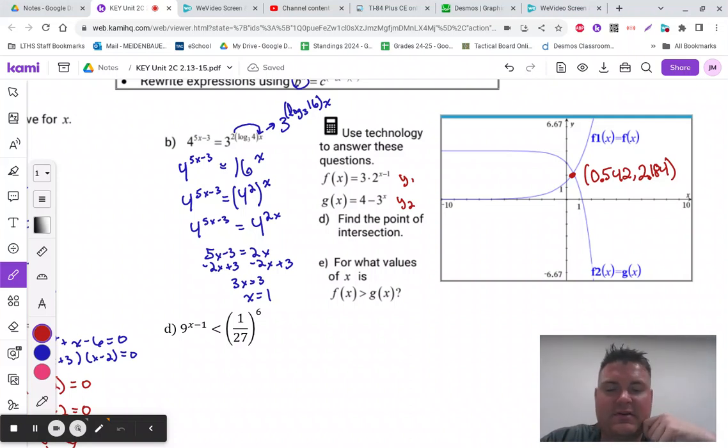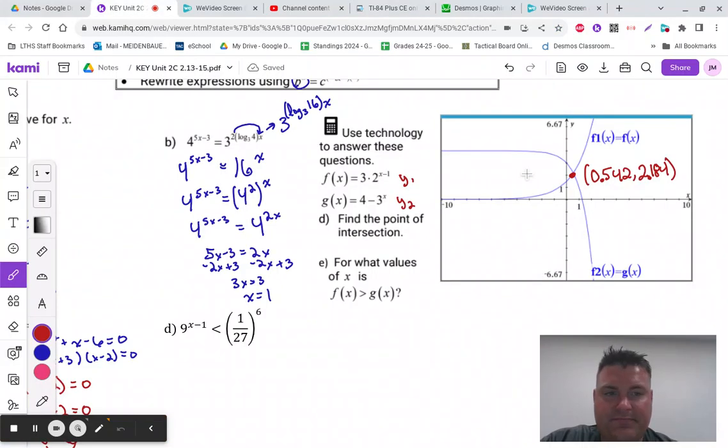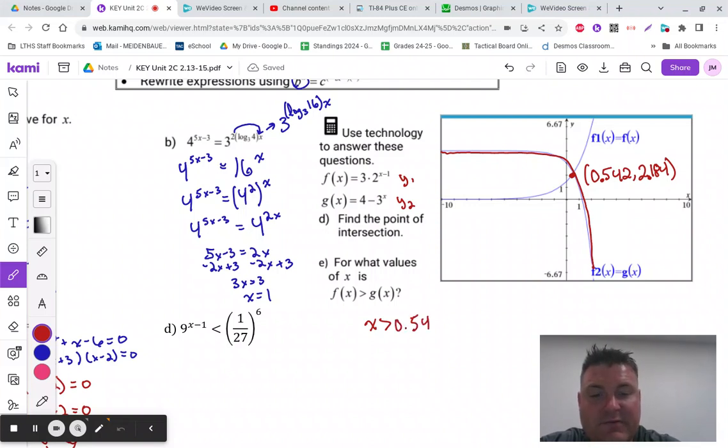Okay, when is F larger than G? Again, F. Oh, wait, that's Desmos. F is the blue one. So when is the blue one right here? Well, I guess they're both blue. I'll trace that. This is red on my calculator. When is blue bigger than red? That's going to happen whenever x is bigger than their intersection, so 0.542.